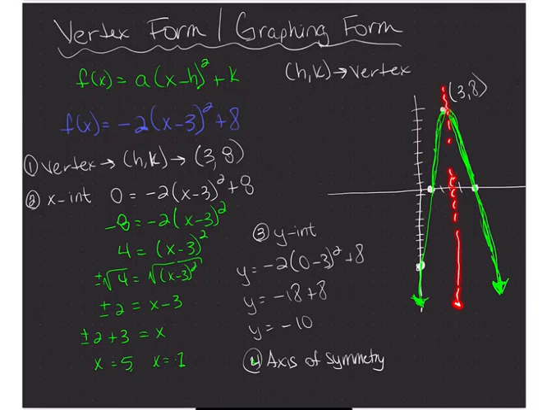So I know that that's a vertical line, so that's when we have x equals something, and it's just going to be off of our vertex. So we know our axis of symmetry is x equals 3.